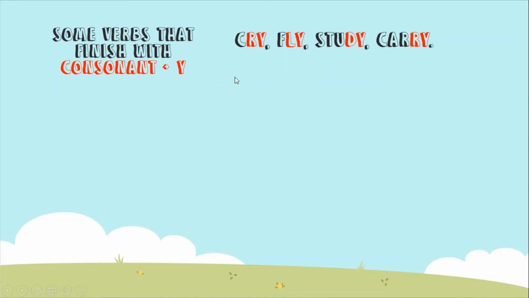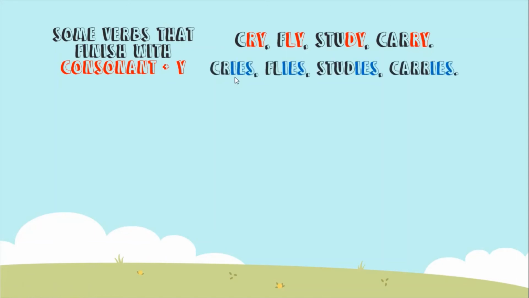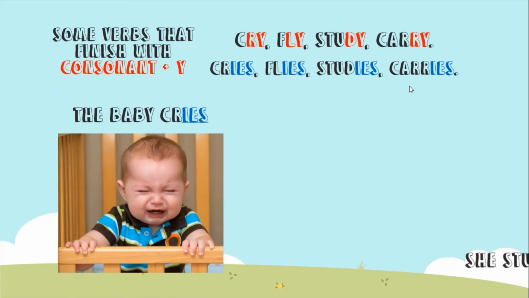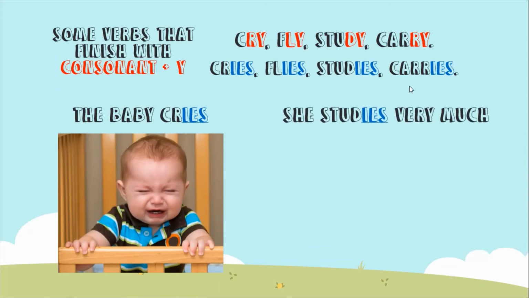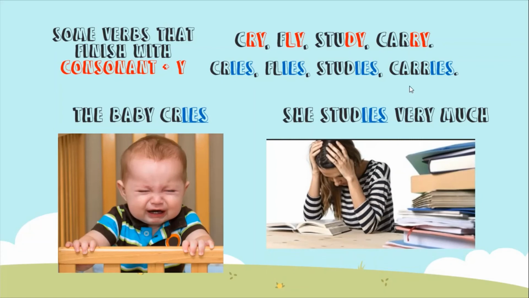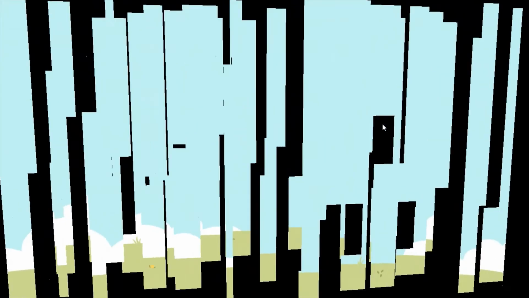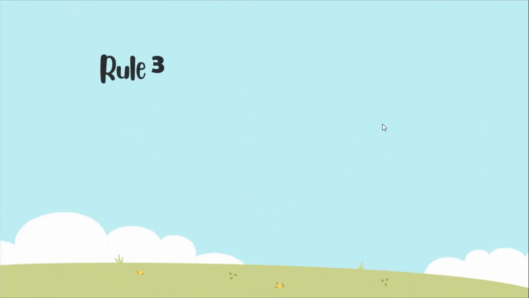So according to what we studied, the verbs are going to change. And in third person, when we are using he, she, or it, we're going to say cries, flies, studies, or carries. For example, the baby cries. Another example is, she studies very much. Okay? So if you see the difference, right, it's not correct to say the baby cry. You have to say the baby cries or she studies.